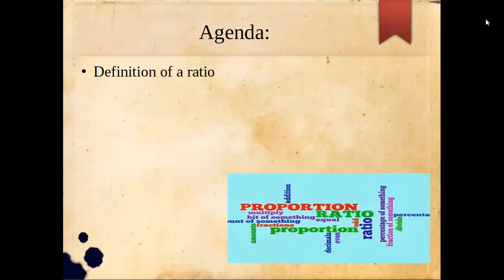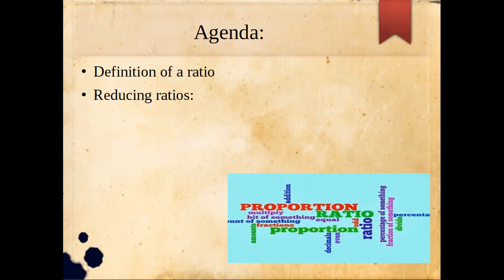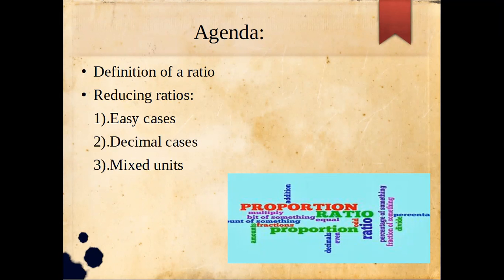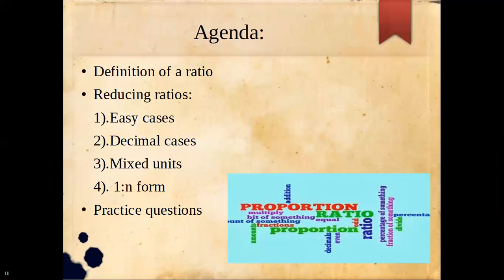So, today's agenda. First of all, we're going to look at a definition of a ratio and what it is. Then we're going to look at reducing ratios. And there's four types we're going to look at today. There's easy cases, decimal cases, mixed units, and then 1 to n form. And the decimal cases includes fractions as well. And then there's going to be some practice questions for you to try with answers.